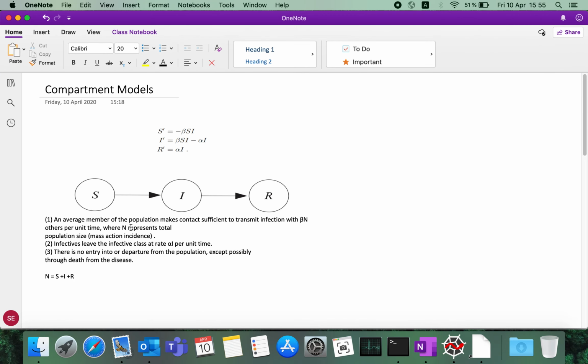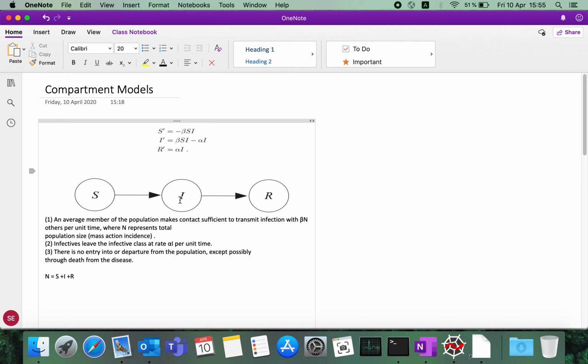So basically one of the models is the SIR model. S stands for susceptibles, I stands for infected, and R stands for recoveries. We use this terminology to describe a disease which transfers from individuals in the susceptible compartment to the infective class, and then from the infective class some people recover and some unfortunately die.